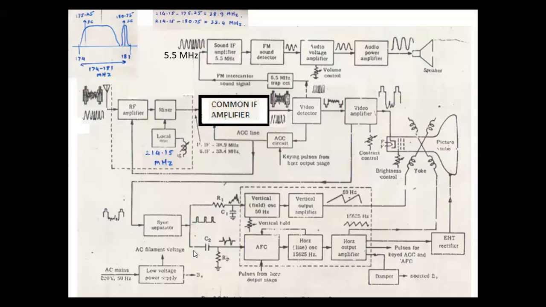So high frequency 15625 hertz is given to the differentiator circuit, and which drives this H oscillator. And accordingly, the ramp waveform of 15625 hertz is generated and given to the H coil. So H coil output is coming from H oscillator section.